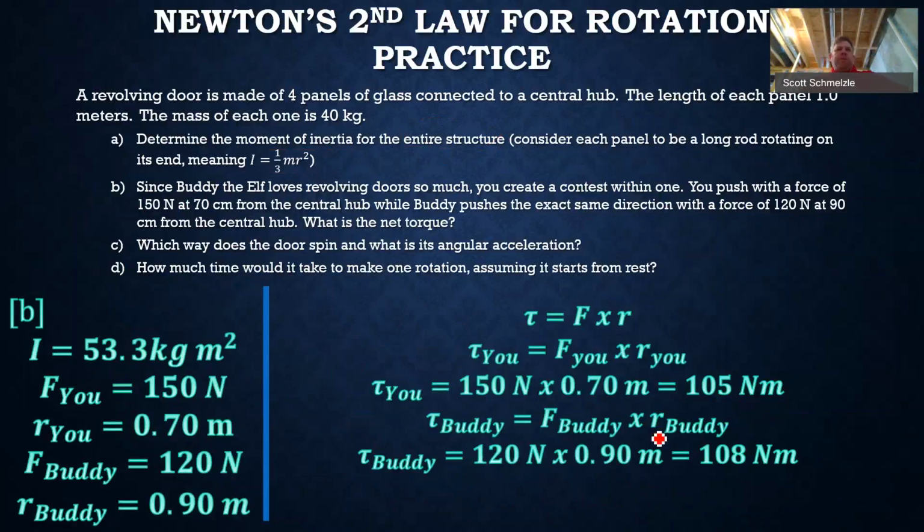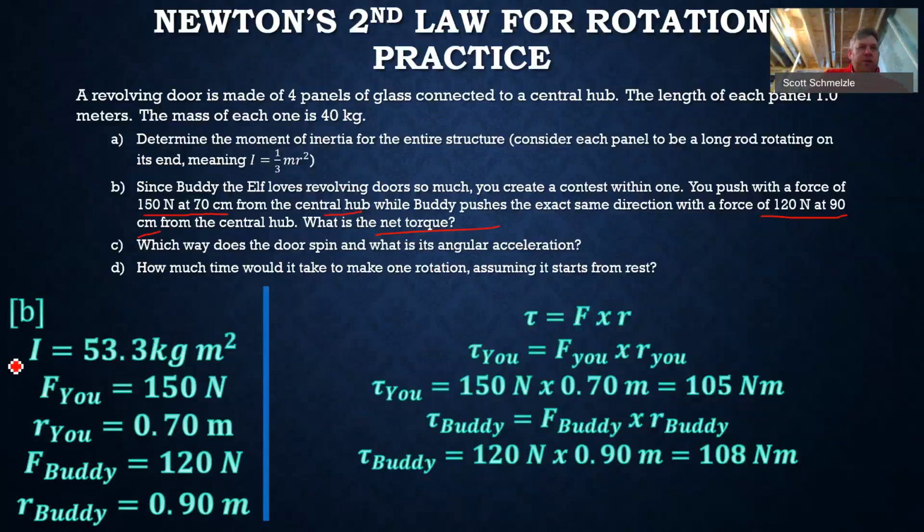So part B then. It says, since Buddy the Elf loves revolving doors so much, you create a contest within one. You push with a force of 150 newtons at 70 centimeters from the center hub. Okay, so that gives us a radius there, right? Well, Buddy pushes the exact same direction with a force of 120 newtons at 90 centimeters from the center hub. What is the net torque? Now, this is something very similar to seesaws, very similar to cantilevers, very similar to Brian on a beam, in that we're just looking at the torque being pushed in multiple directions, all right?